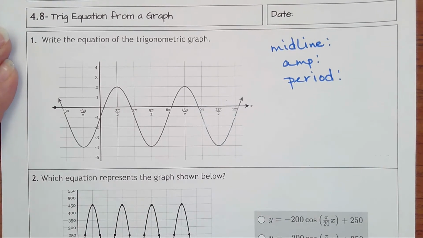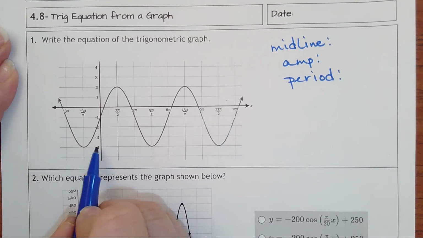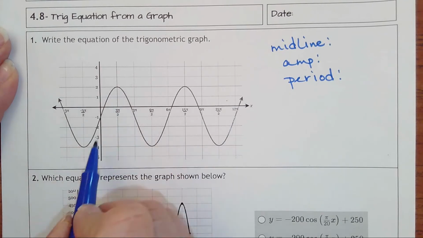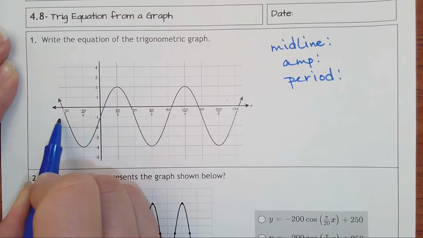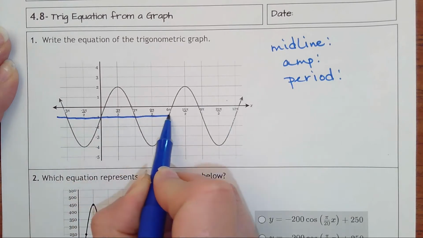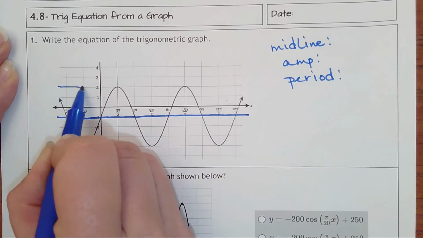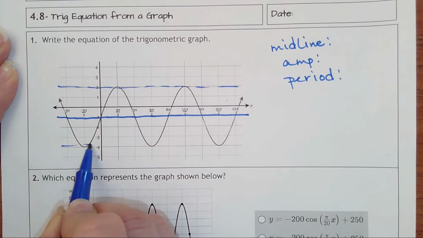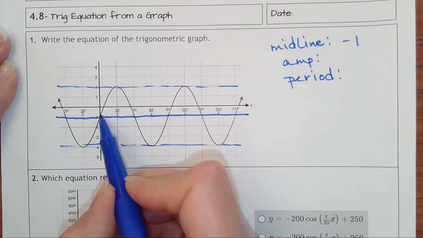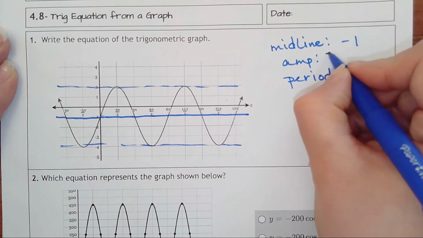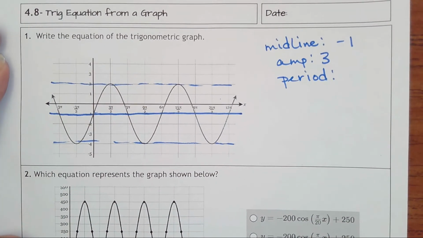Okay, so first of all, let's find the midline. We go from a minimum of -4 up to 2, so that's a difference of 6 spaces. So if I go up 1, 2, 3, it should be here at -1. Okay, so my midline is -1. My amplitude is the height, 1, 2, 3. Okay, and then the hardest part is finding the period of it.